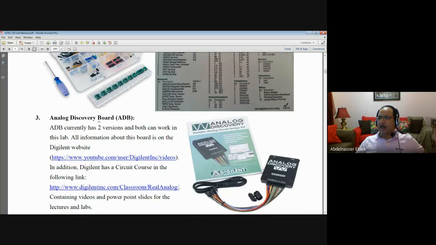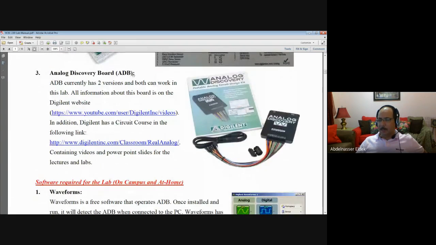Next one here is called the Analog Discovery Board, or ADB. This is how the board looks. It has some wires, cables like this, and every wire has a color. On the other side, it has a USB cable to connect to the laptop or computer. This is the device that we will use to do all the experiments and real measurements. It simulates the 4 equipments that we explained before.